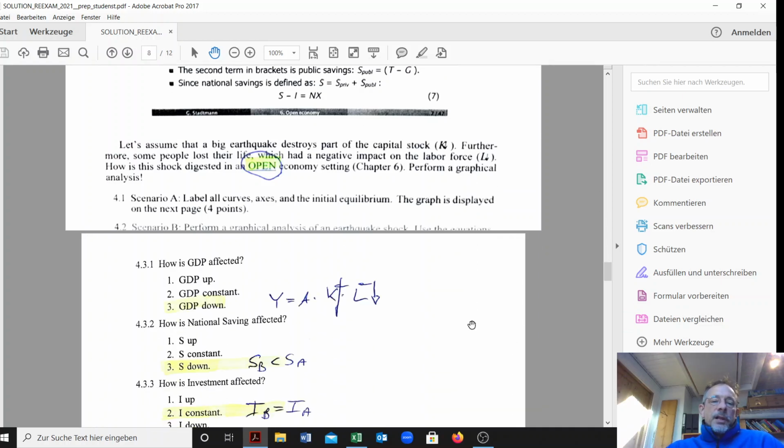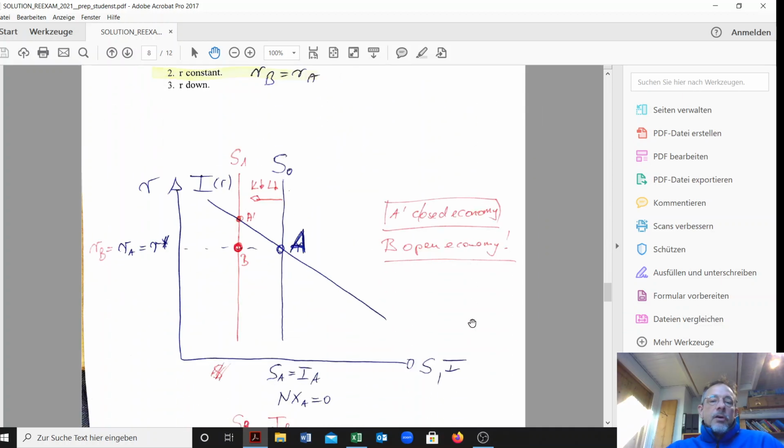First of all, we have to label all the curves. The blue scenario is the initial scenario where the interest rate in the domestic economy RA is equal to R star. The downward sloping investment curve is valid and the vertical line represents savings of the society. So in the initial scenario, savings in A is equal to investment in A. Net exports are equal to 0 because saving is equal to investment.